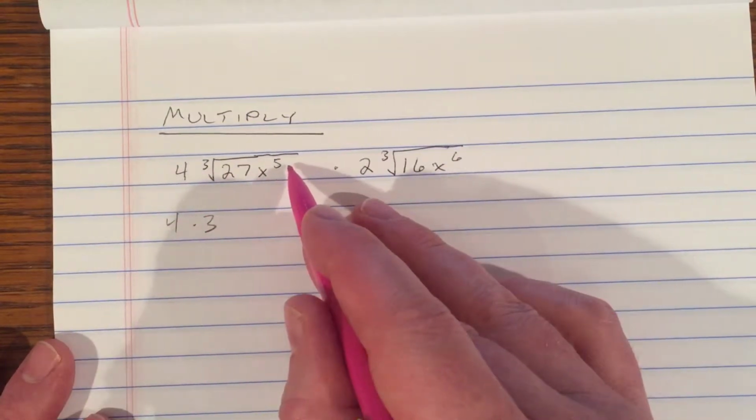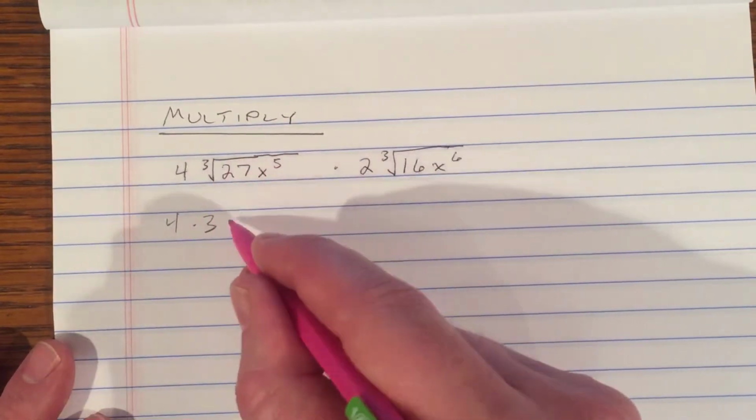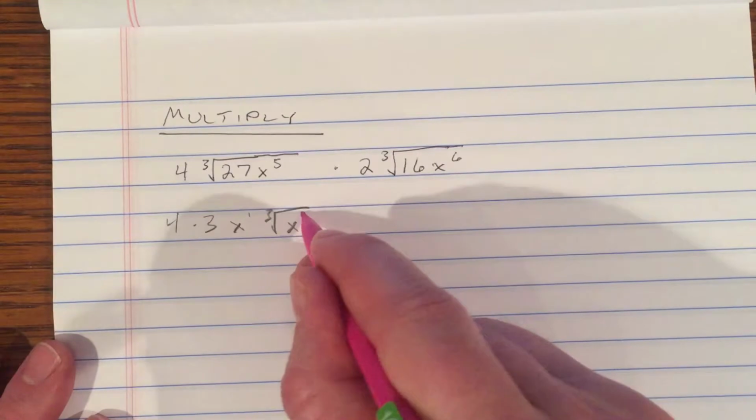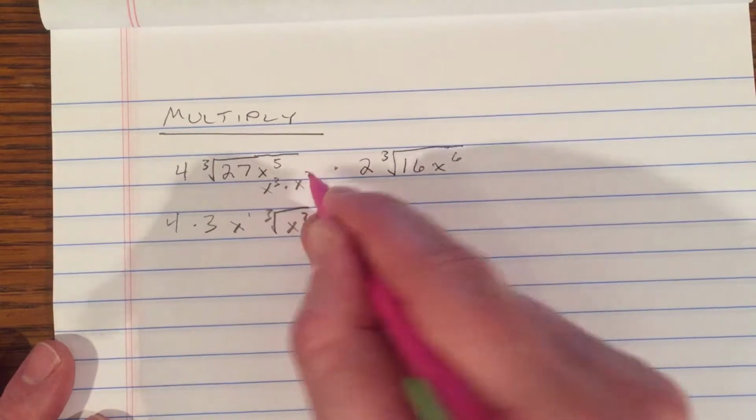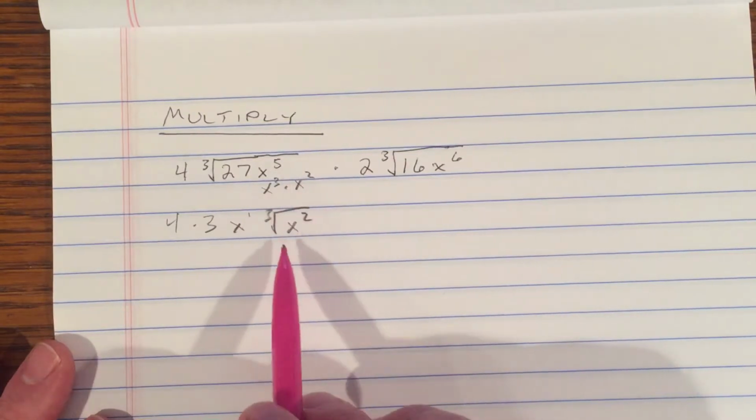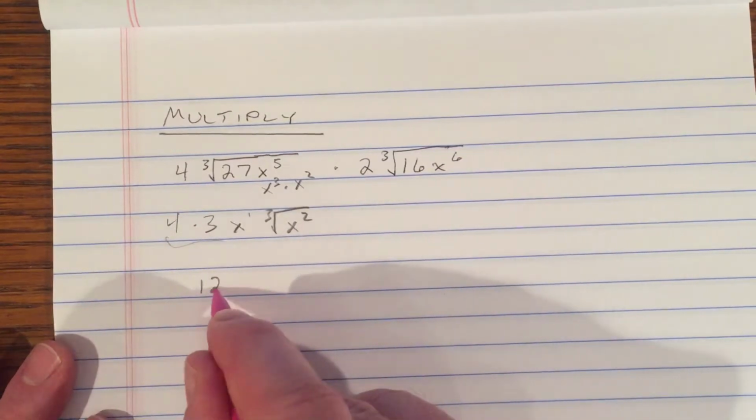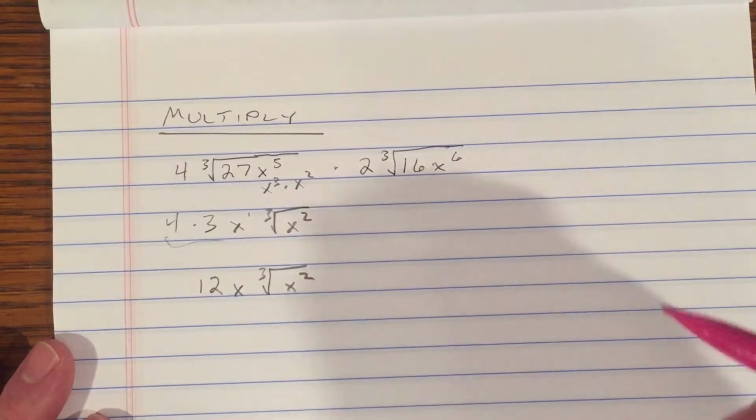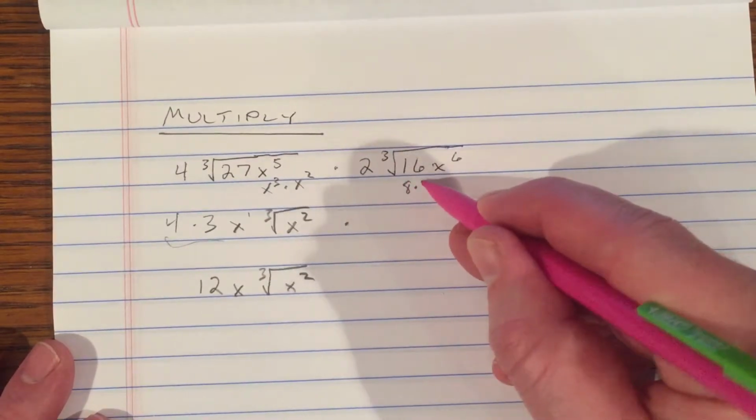And then the cube root of x to the 5th. So 3 goes into 5, I'm sorry, 3 goes into 5 once. So I get 1x outside, and then I have x squared left in. Again, what I'm doing is breaking this into x cubed times x squared. So the cube root of x cubed is a single x, and then this gets left inside. Now, I also can put my 4 and 3 together, so I have 12 times x times the cube root of x squared. And now on this piece, 16 is the same as 8 times 2.